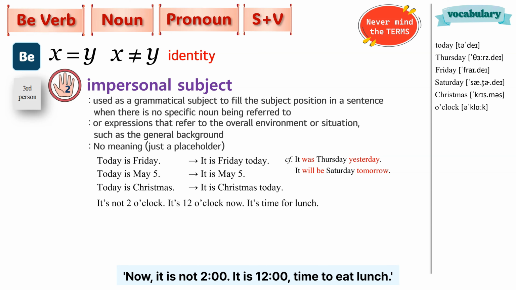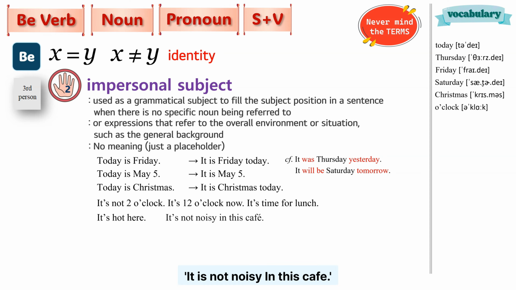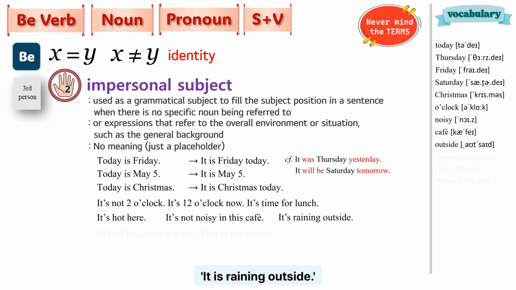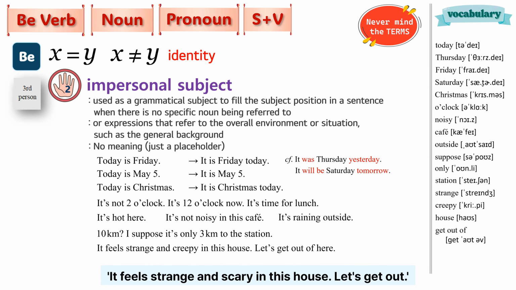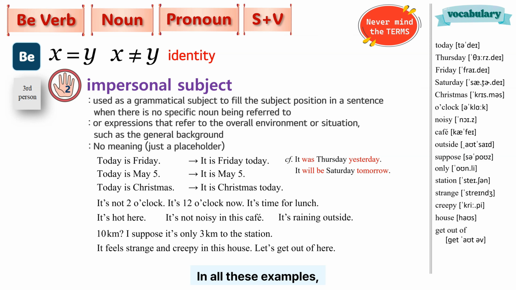Now, it is not 2 o'clock, it is 12 o'clock, time to eat lunch. It is hot here. It is not noisy in this cafe. It is raining outside. 10 kilometers? I think it is 3 kilometers to the station. It feels strange and scary in this house. Let's get out. In all these examples, the impersonal subject it has no meaning.